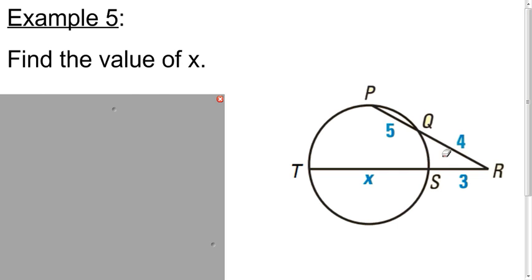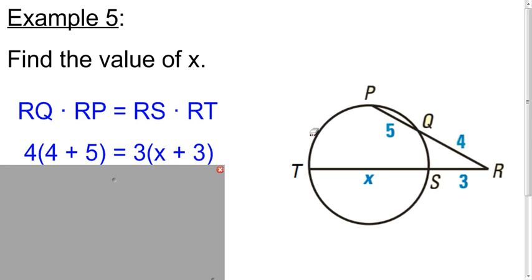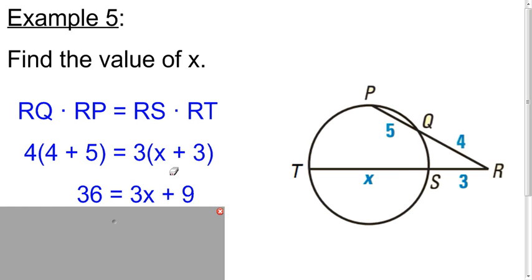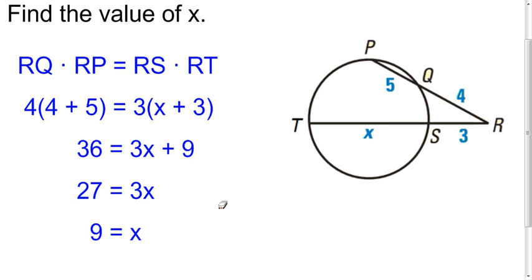So let's see, the external is RQ over here, multiplied by RP, the whole secant. We'll multiply RS times RT. So now we substitute. We have 4 times the quantity 4 plus 5, which is 9, and 3 times the quantity x plus 3. So we simplify this over here, and we get 36, and we distribute over here, we get 3x plus 9. So you subtract 9 from both sides, and divide by 3, and we get 9.